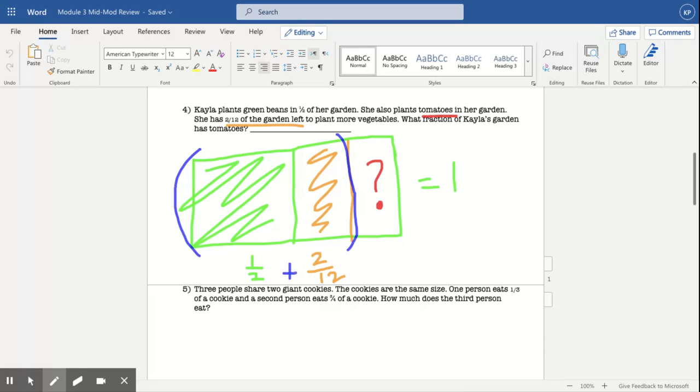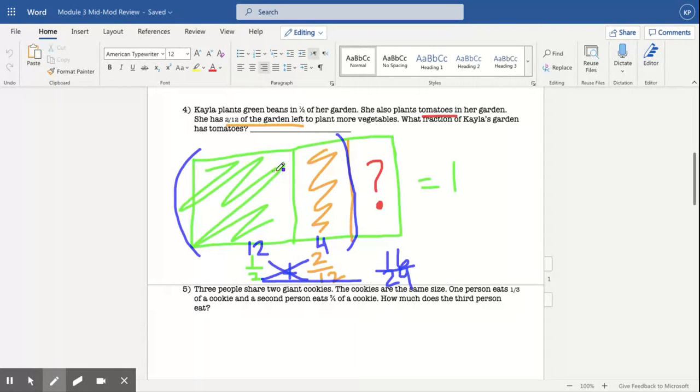Okay, we need to make them like denominators. We can do that with the easiest common denominator. We would do 2 times 12 is 24. And then to change our numerators, we'd cross multiply. 12 times 1 is 12. 2 times 2 is 4. We would add those pieces together because that's what we were doing. We were adding. And we would get 16/24.